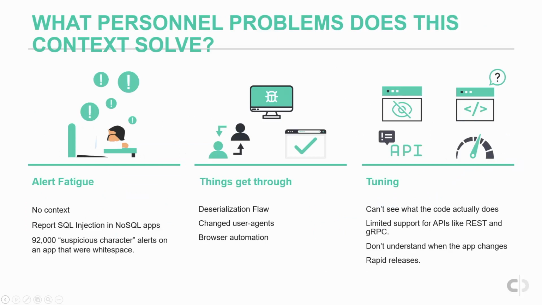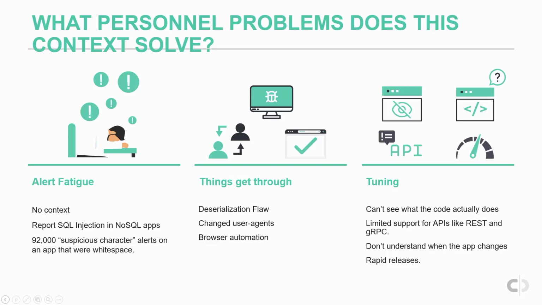And what personnel problems does this role of instrumentation or being on the inside solve? It solves three primary problems. The first is alert fatigue, where you're constantly getting alerted and informed that there's a lot of attacks coming in. Because you can differentiate which attacks actually matter, you have fewer alerts that are brought to human attention for investigation.